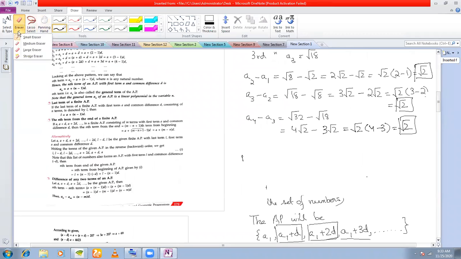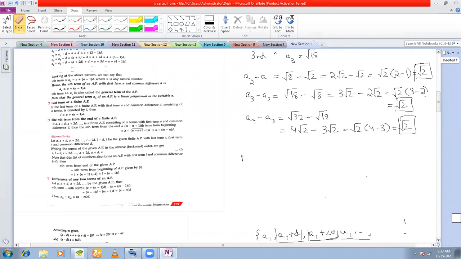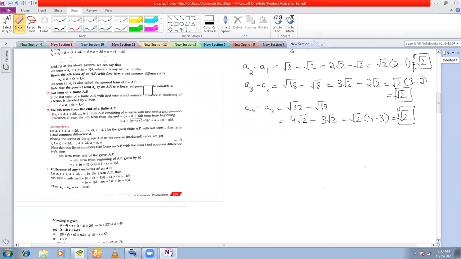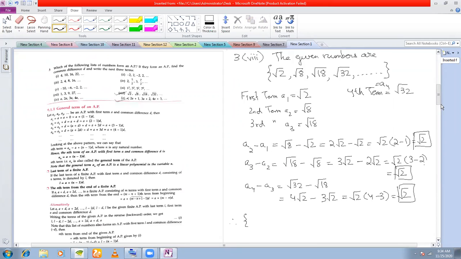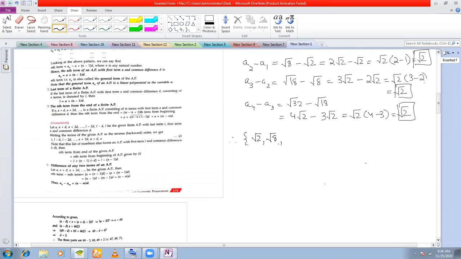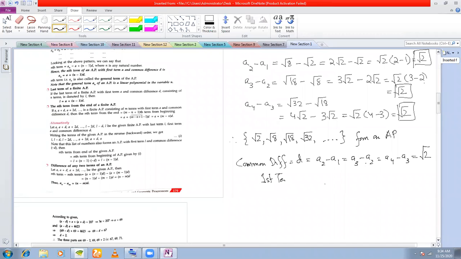Therefore, now I can say that root 2, root 8, root 18, root 32, and so on forms an AP. And what is the common difference? Common difference D is equal to A2 minus A1 or A3 minus A2 or A4 minus A3, whatever you take, which is equal to root 2. Okay, and the first term here is A1 equal to root 2. That's it.